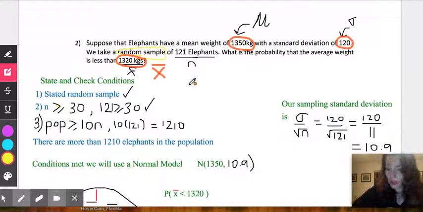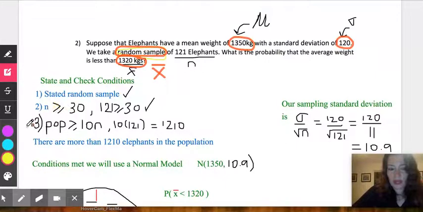The first thing we want to do is state and check our conditions. We want to state and check conditions because once the conditions are met, we can use a normal model. So the first condition is that it needs to be stated somewhere that it's random. If it's not stated, you want to assume that your sample was taken randomly. So it was stated right here that it was taken randomly.